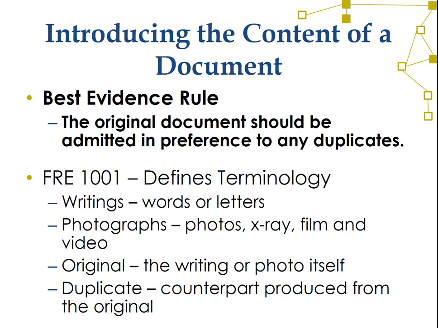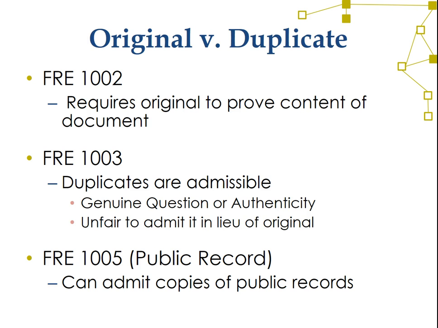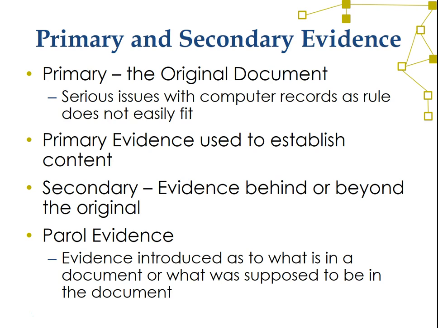So the original document, as said here, should be admitted in preference to any duplicates. And some of the definitions, if you look at Federal Rule 1001, it defines some terminology, like what writings are considered, what recordings are, what a photograph is, what an original is, and what a public record is. All of this information is listed in here, and you can find more on page 230.